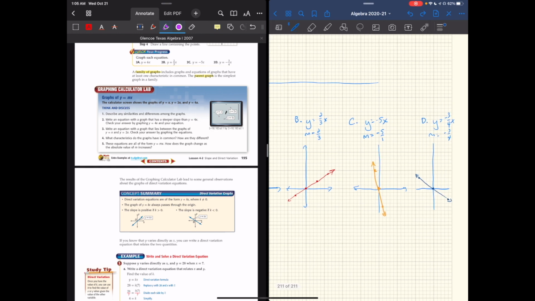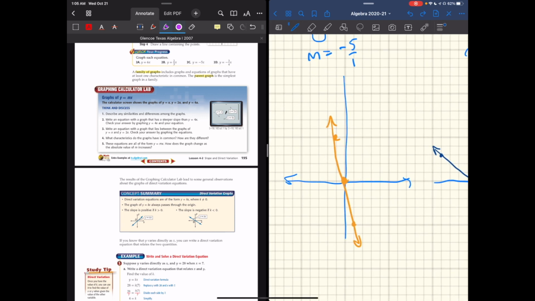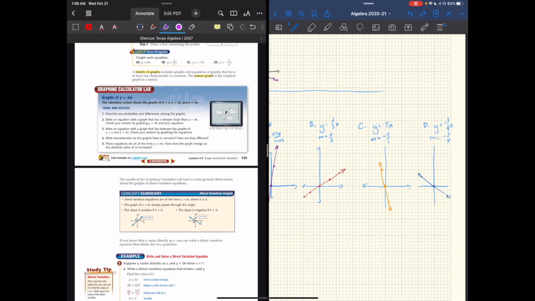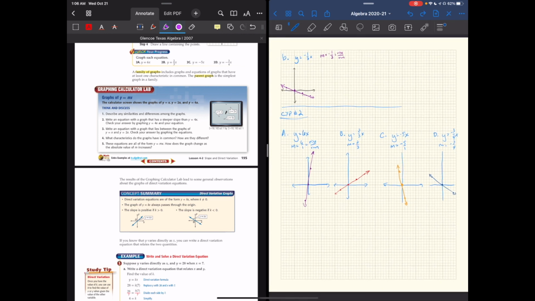Check your progress 2C, y equals negative 5x. The slope there, if we express it as a ratio, is negative 5 over 1. And so that gives us a rise over run, negative 5 over 1. That means down 5 to the right 1 from the origin. Or if we did it backwards, up 5 to the left 1. And so those are the 2 points you can see there. Again, quite steep compared to B, roughly as steep as A.